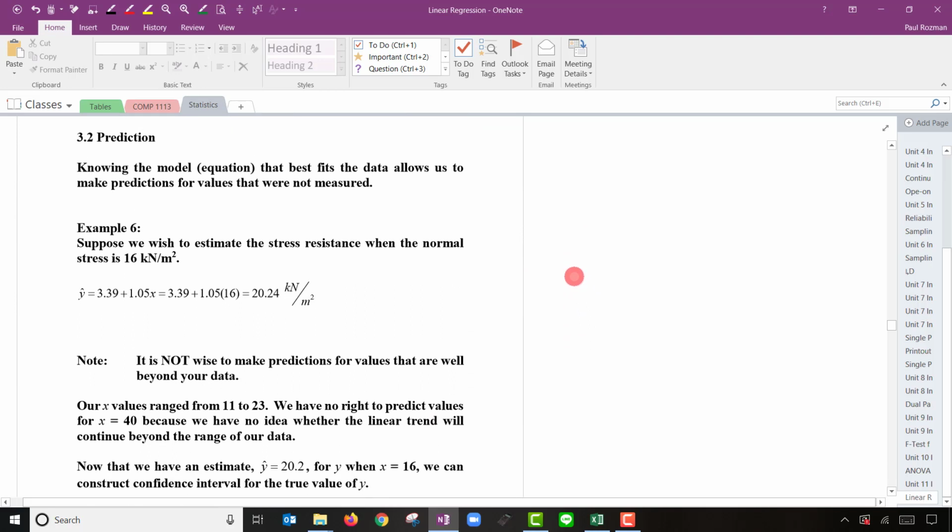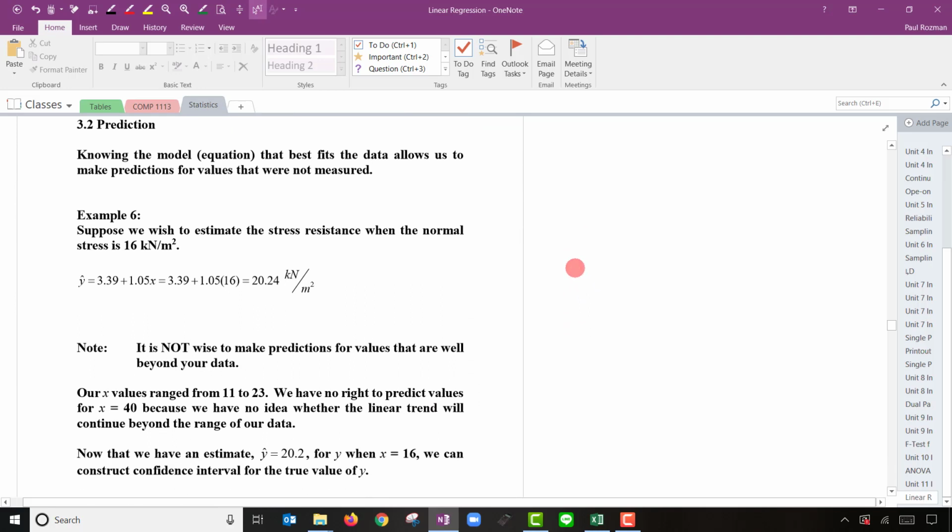Once we have the equation, we can finally make a prediction. Our equation was y hat equals 3.39 plus 1.05 times x. And now suppose you wanted to know how hard is it going to be to shear this thing if I put a normal stress of 16. So that's x. Plug that value into our model and you get 20.24.